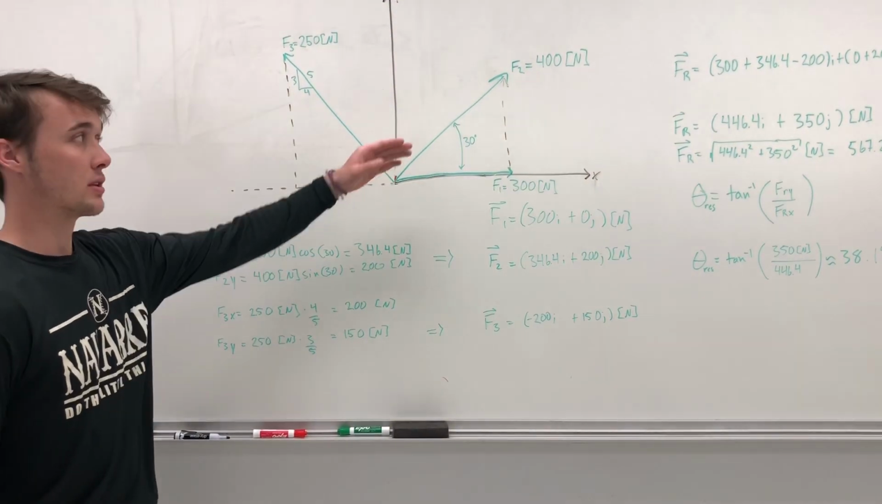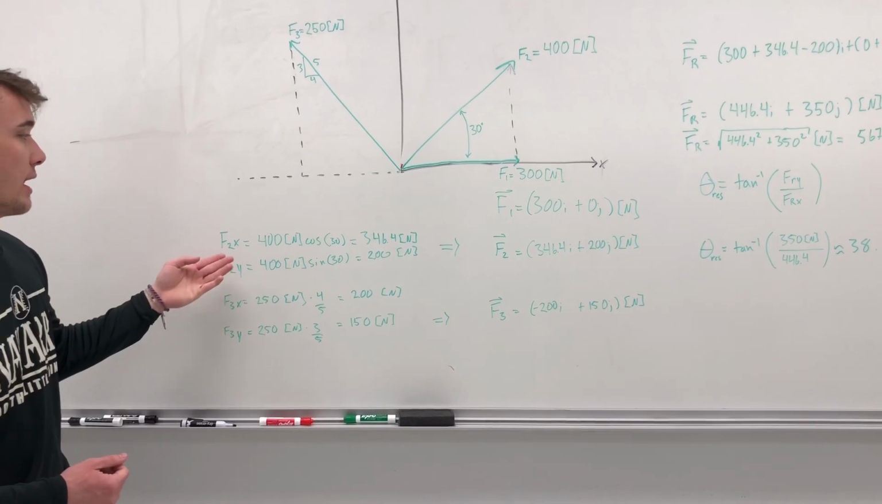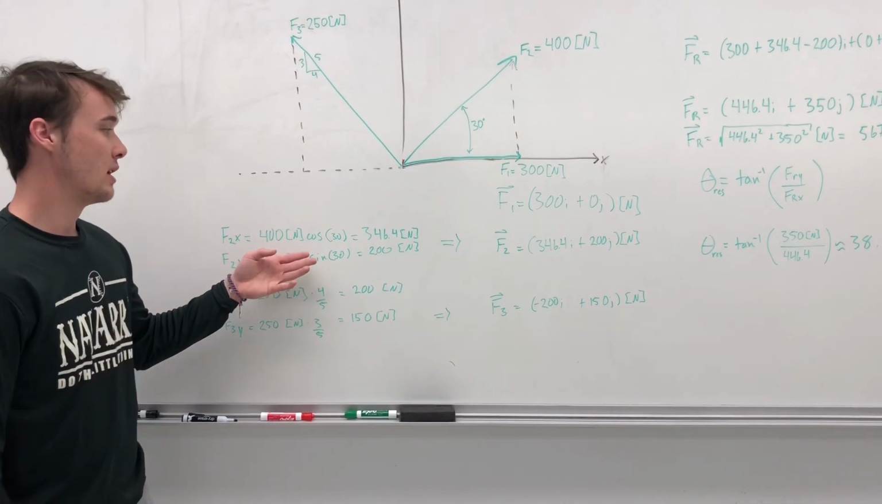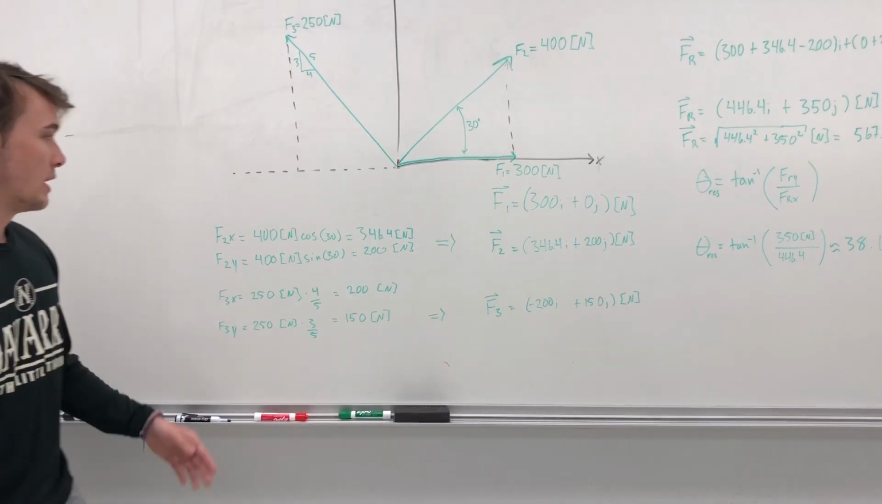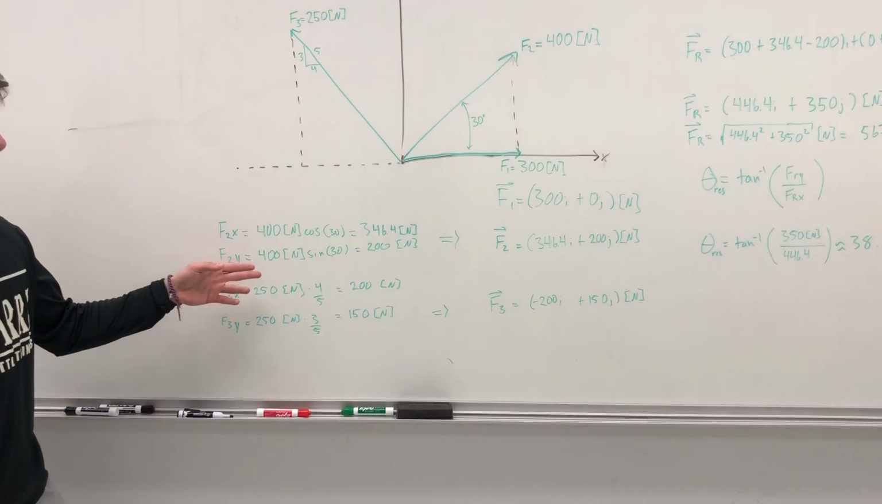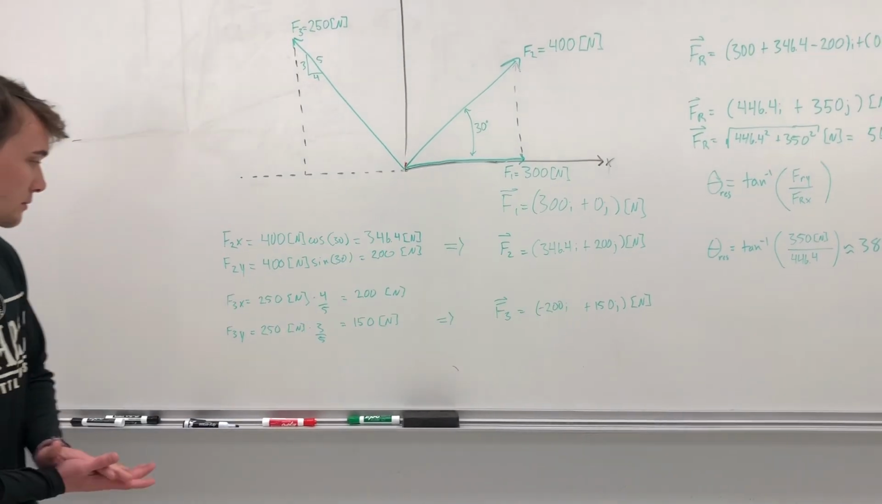Next one we're going to decompose is force 2, which is 400 newtons. Using our relationships, we know that F2x is going to be 400 newtons times cosine 30, which gives us 346.4 newtons. In our y direction, it's going to be 400 newtons times sine 30, which is going to give us 200 newtons in our y direction.